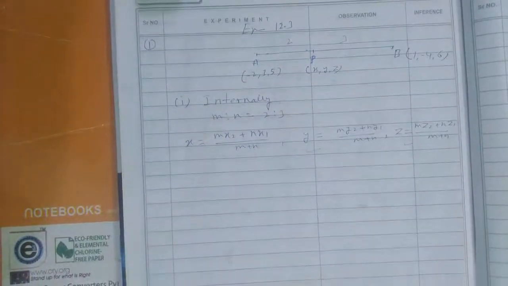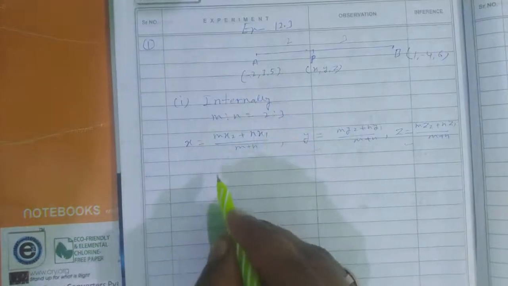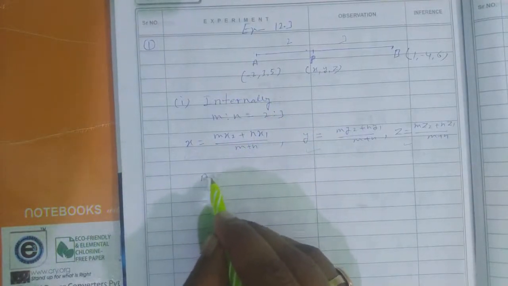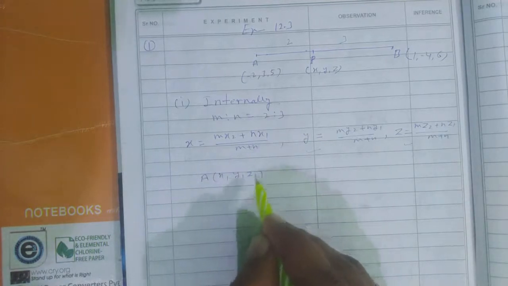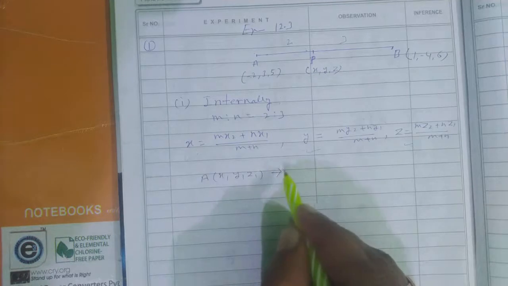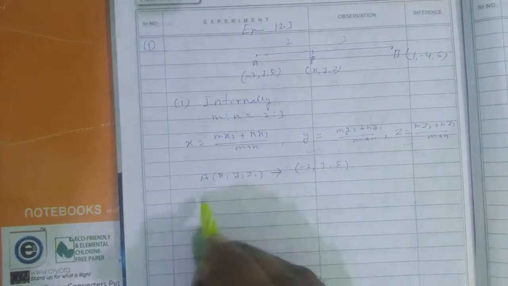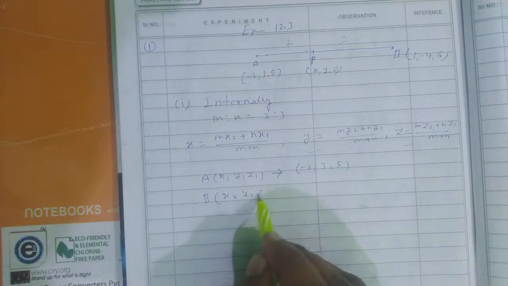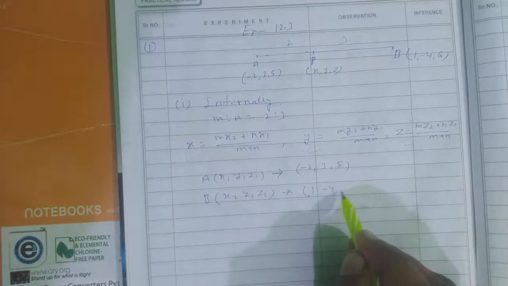Yes students, first x1, y1 and z1. Point A represents x1, y1 and z1, that is, -2, 3 and 5, and point B represents x2, y2 and z2, that is, 1, -4 and 6.